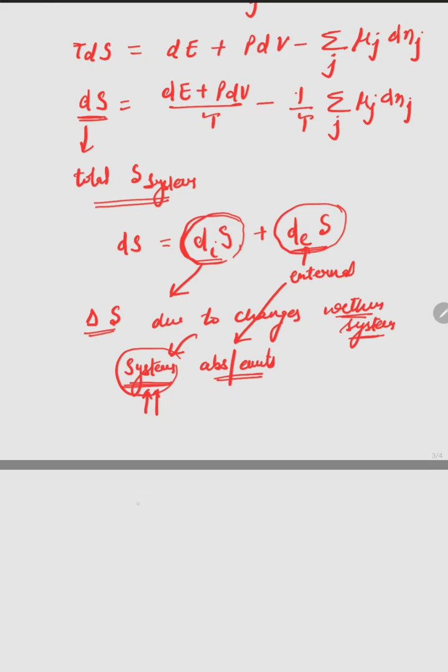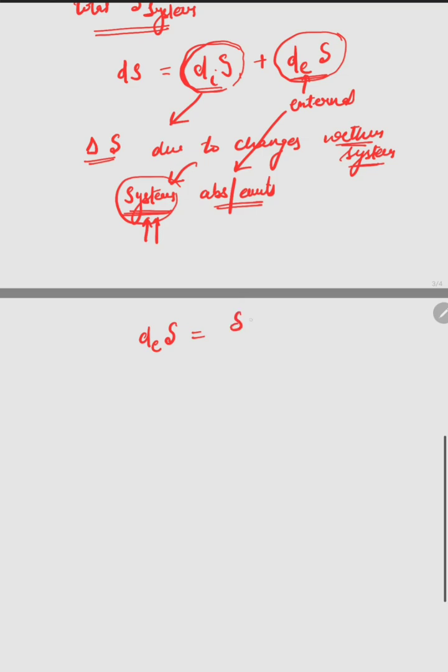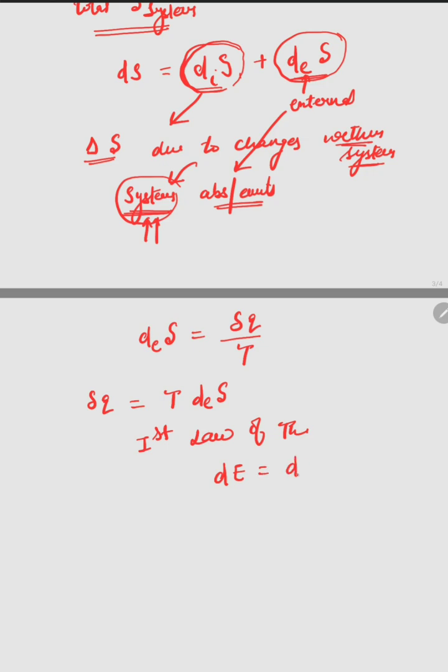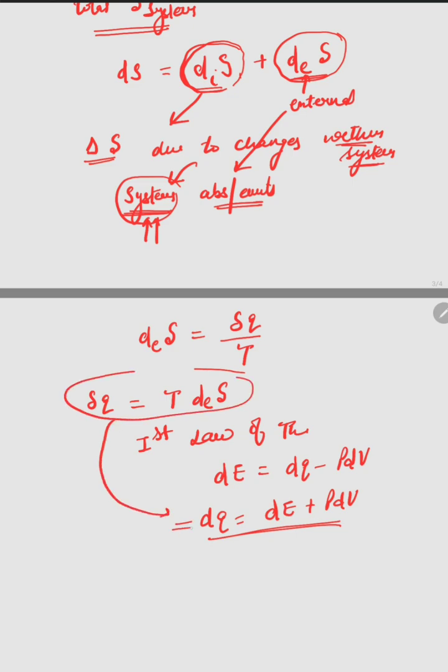Now, as we know, the external entropy of the system is given by the change in heat divided by temperature. So dq is given by T into deS, and as we know from the first law of thermodynamics, dE is given by dq minus PdV, and dq is equal to dE plus PdV. So basically from this relation, this is equal to TdS.